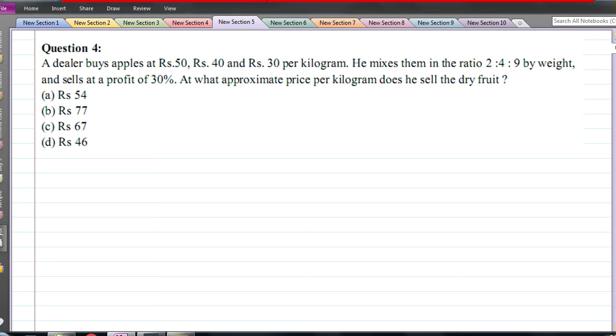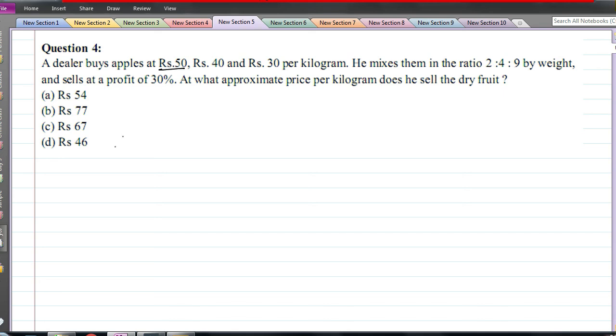This question, though it looks like a false weight, here we are not using false weight. We are mixing them in various ratios. So a dealer buys apples of 3 different costs and he mixes them in this ratio by weight and he sells at a profit of 30%. Now this mixture of different qualities of apples, he has to sell it at a constant price. So we need to find at what cost he needs to sell them. So let us find out.